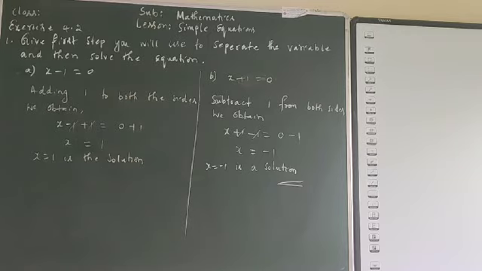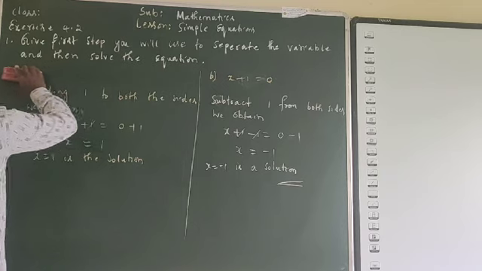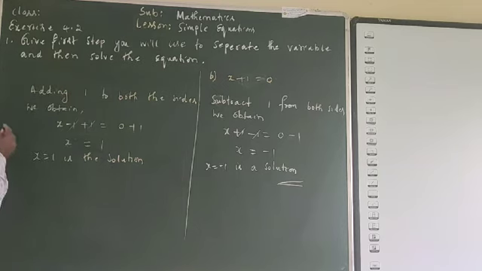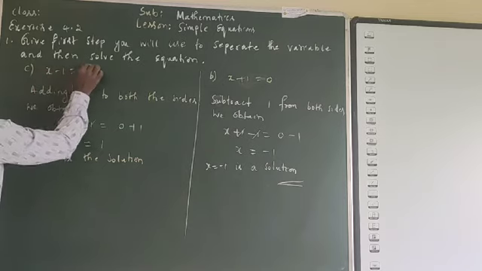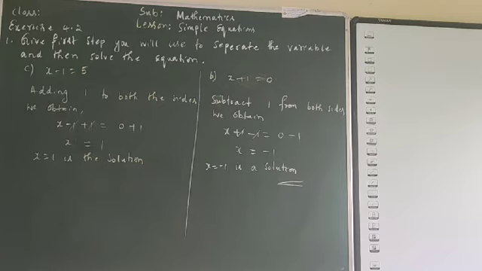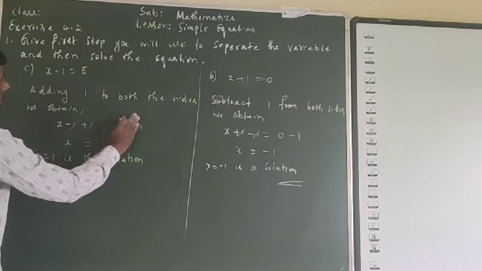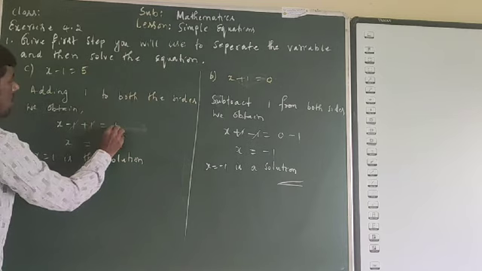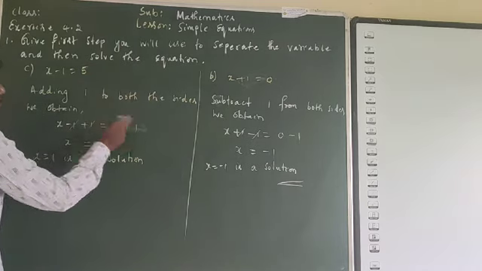Now the next question is, third one. x minus 1 is equal to 5. Again, I need to separate the variable. That means I am having 1 subtracted from x. The same thing, adding 1 to both sides of the equation. Only thing in the RHS, what we have instead of 0, we have 5. So I need to add plus 1 to both the sides.